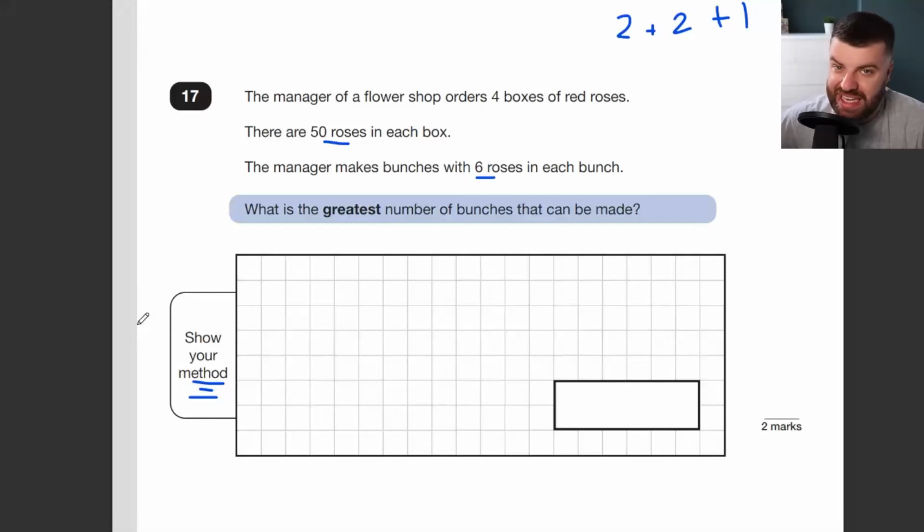We did a video on mastering these 2-mark questions. Have a look at that one, guys. But let's take a look here now.